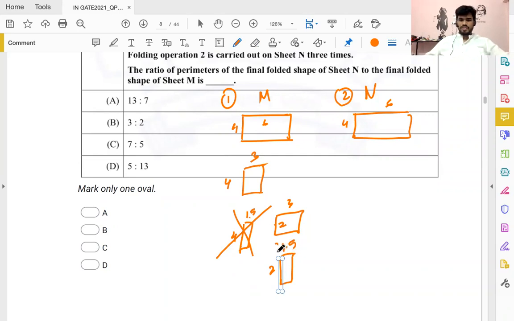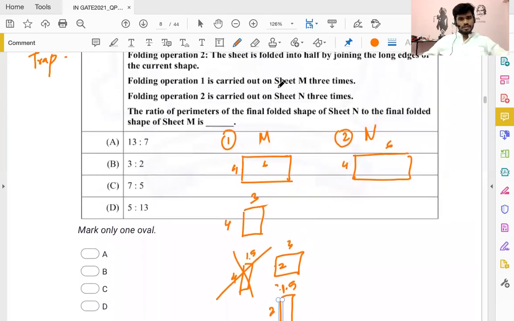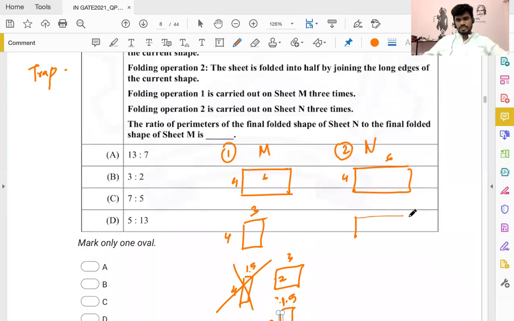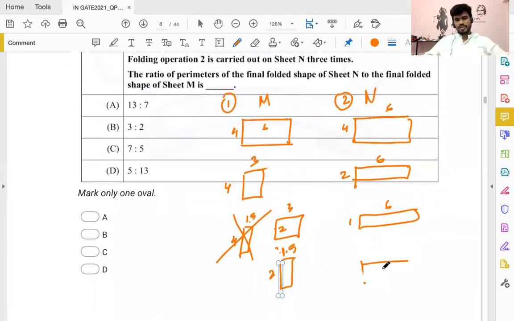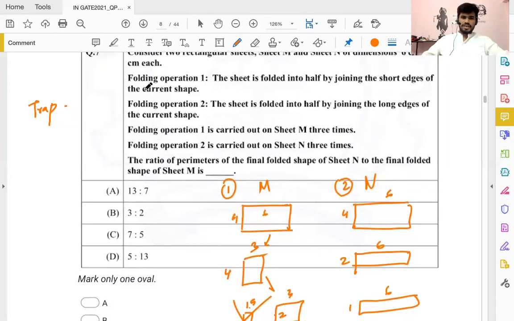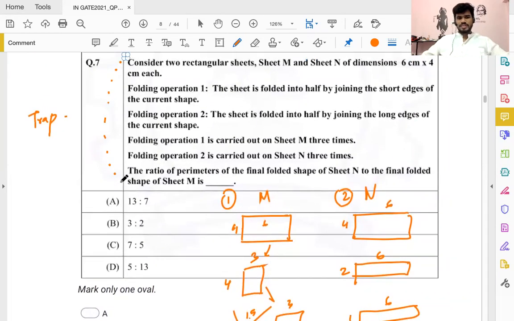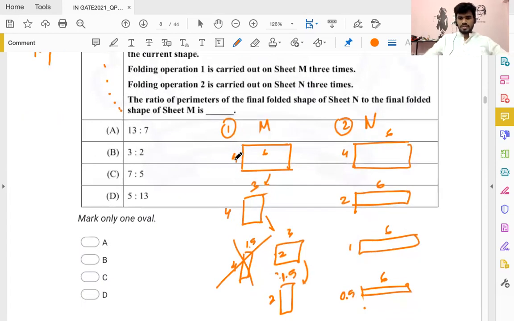Now we know the perimeter here, but notice this is relatively a simpler case. We join the long edges. So 6 and 6 joins, still the long edge remains the same. First joining, second joining, this becomes this, third joining, this becomes 0.5. In fact, the trap that I was mentioning was what I was slightly getting confused with. So be careful about it. And also see the way things are framed. It takes us some time to actually process it. So if you do this, I suppose it's 13:7.